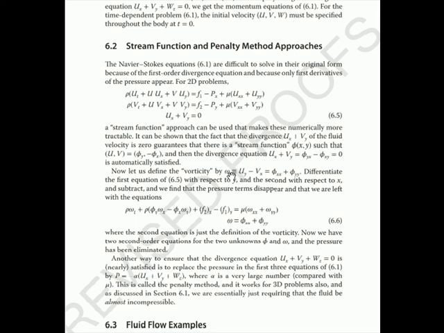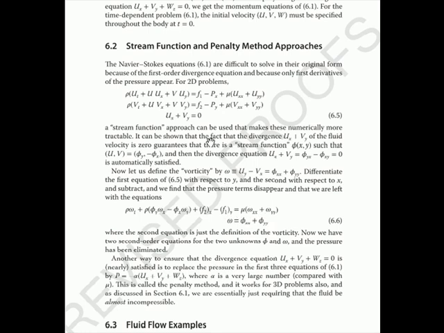Then we're going to define something called the vorticity as u sub y minus v sub x. Since u is phi y, u sub y is phi yy. And since v is minus phi x, minus v x is plus phi xx, so the vorticity is equal to the Laplacian of the stream function phi. That's one equation there, just this definition of vorticity: omega equals phi xx plus phi yy.